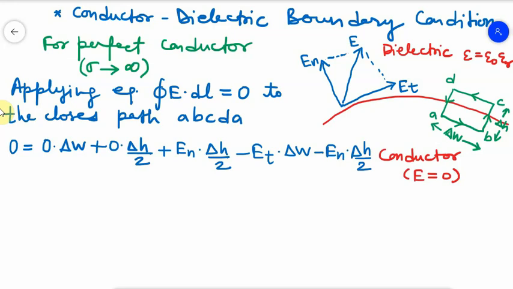Then when we move from D to A in the lower half, in the conductor region, there is no existence of electric field, so it is 0.